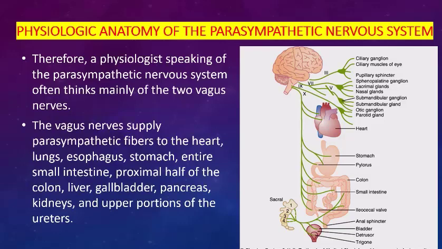They supply the major organs of the body. The vagus nerve supplies parasympathetic fibers to the heart, lung, esophagus, stomach, entire small intestine, proximal half of the colon, liver, gallbladder, pancreas, kidney, and upper portion of the ureter. You can see that the parasympathetic cranial nerve, the vagus, supplies organs in the thorax and the whole gastrointestinal tract.